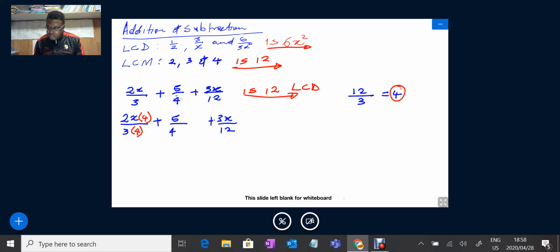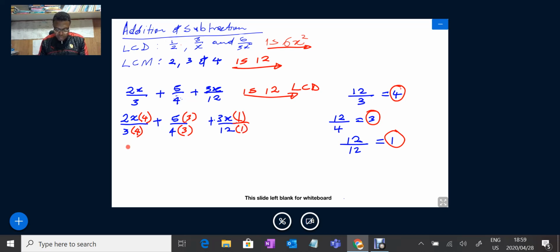I will come again. 12 divided by 4, the answer is 3. I take this 3, I multiply here. Lastly, 12 divided by 12, the answer is 1. I take this 1, I multiply it here. Good.